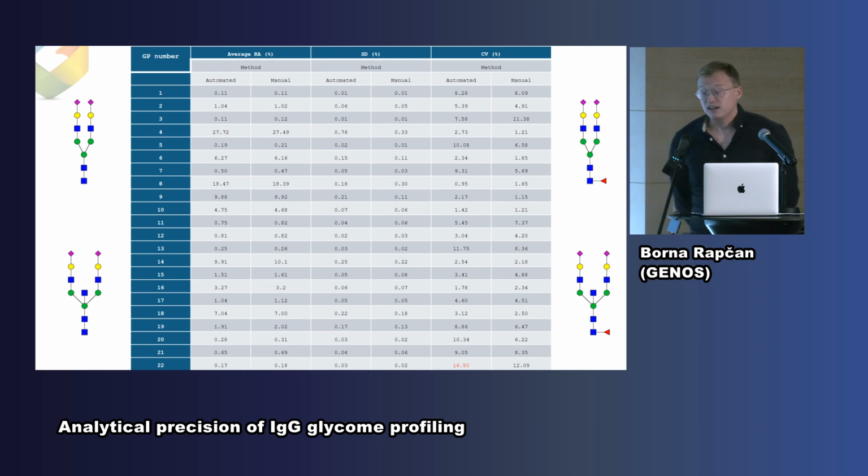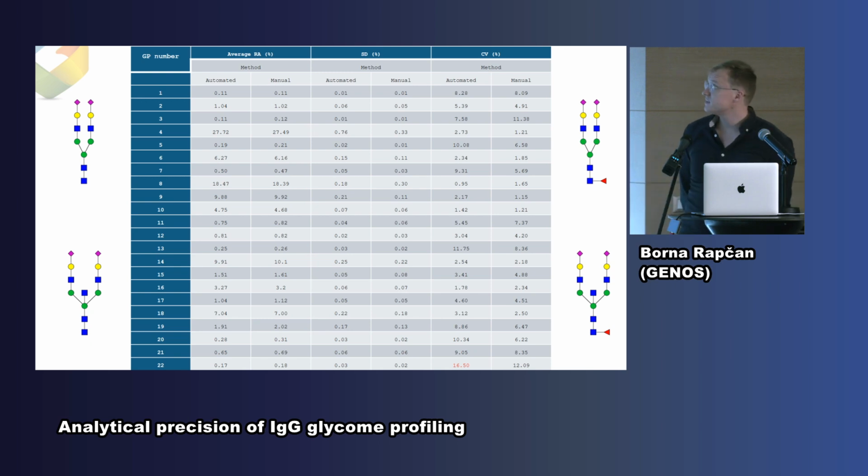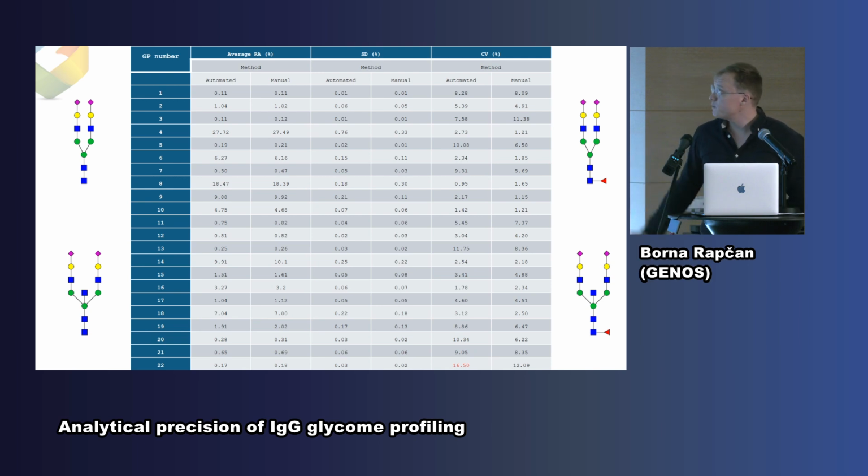And as we can see, in part, the automated method performed slightly worse, but not in all peaks. In some peaks it did better, in some peaks it did worse. What is very important is the sialic acids, which had pretty high variation for both methods, and especially for glycome peak 22, which is highlighted in red, which is the only peak that was over 16%. All peaks, as you can see, are pretty steadily under 10%.